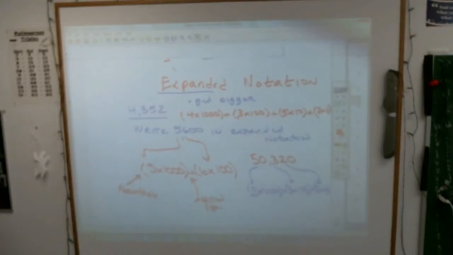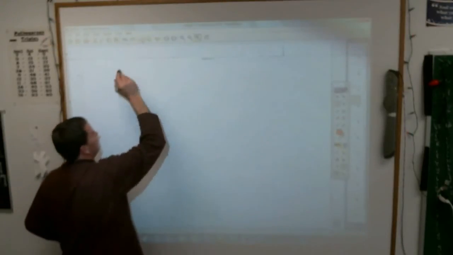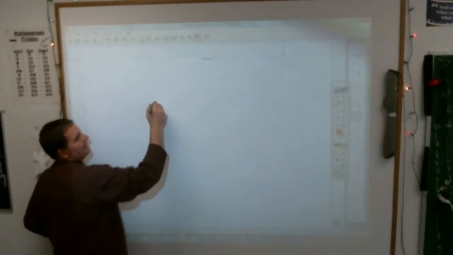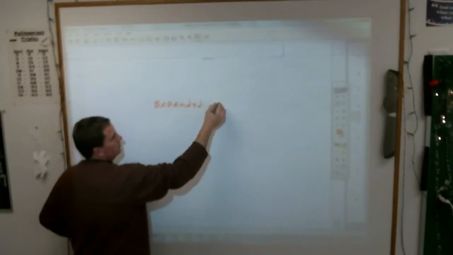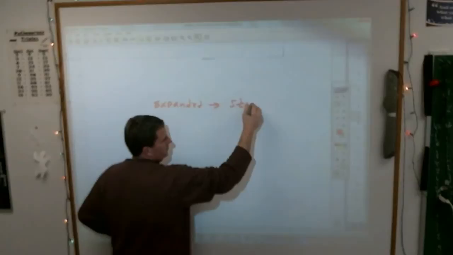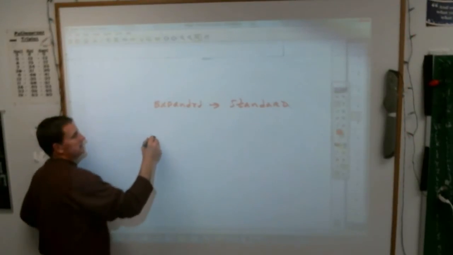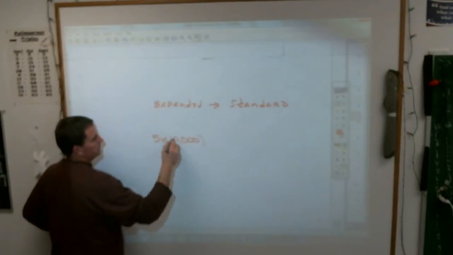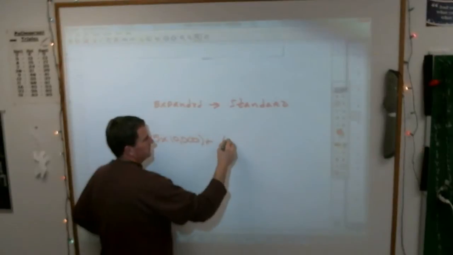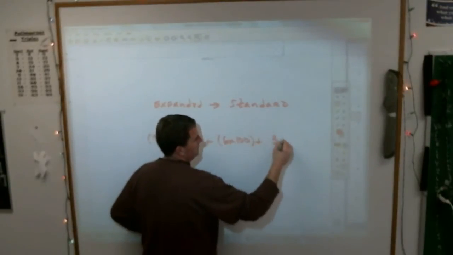4,352. Now, lest you think, children, that that's the whole thing, you must also be able to go from expanded form to what we call standard form, which is our normal way we write numbers. Let's say you've got this, 5 times 10,000 plus 6 times 100 plus 3 times 1.